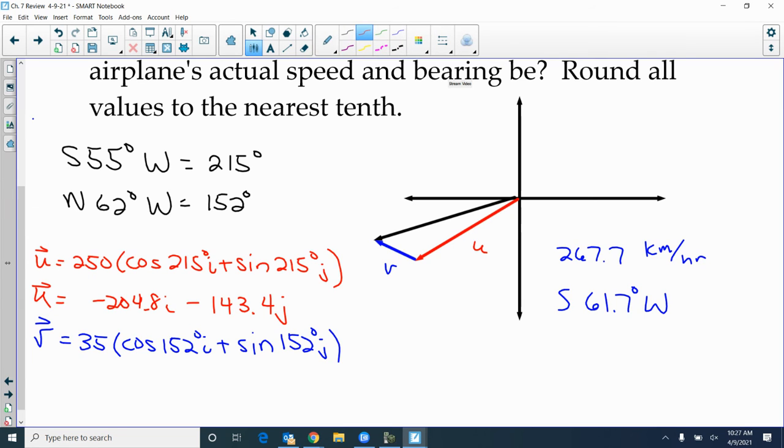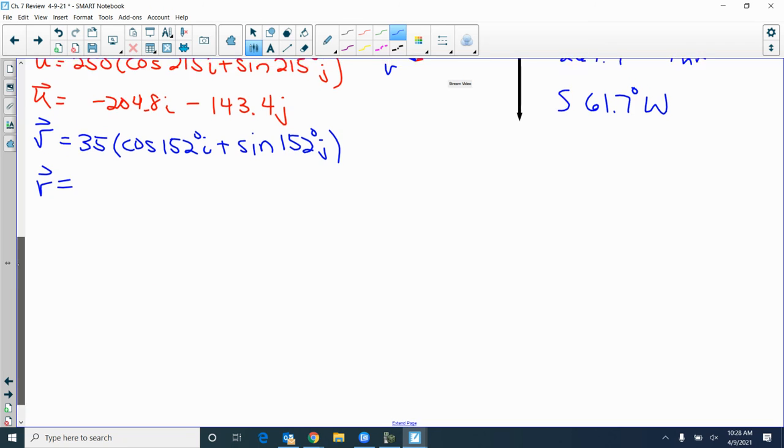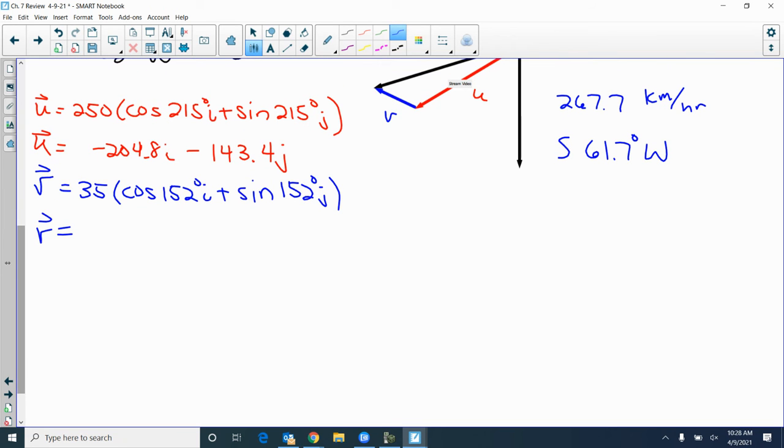All right, it's got to be in quadrant 3, so both negatives make sense. All right, how about V? Emily, what do you got for V? Negative 30.9 i plus 16.4 j. Okay, so now once you get that, you've got the two forces. We put them in ij form, then we add them together, U plus V.